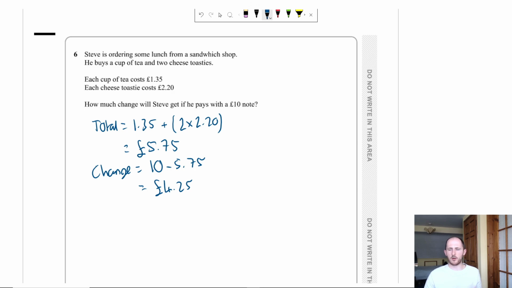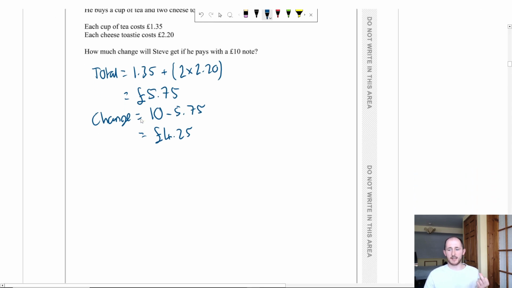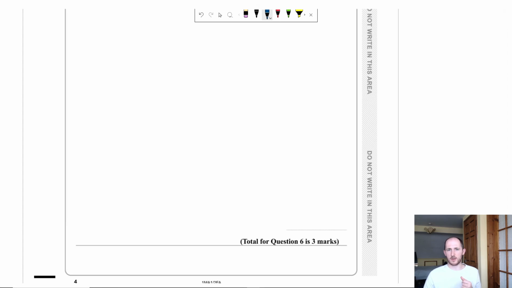So hopefully not too bad. Again, you can do this in separate steps if you'd like. You get a good 3 marks for that question.